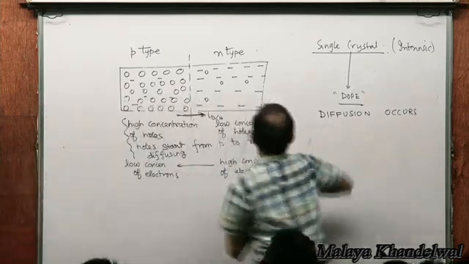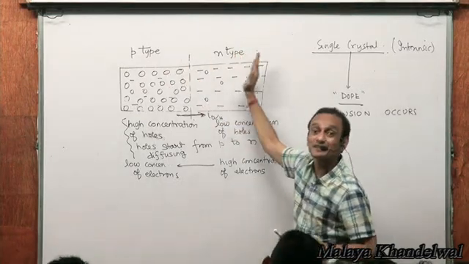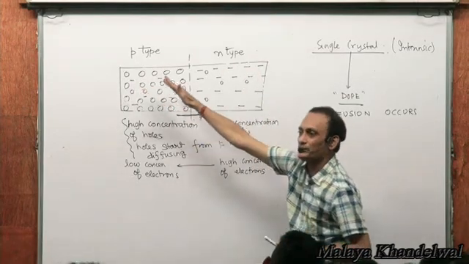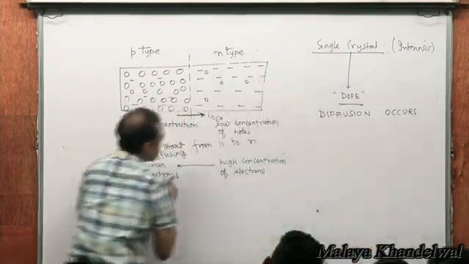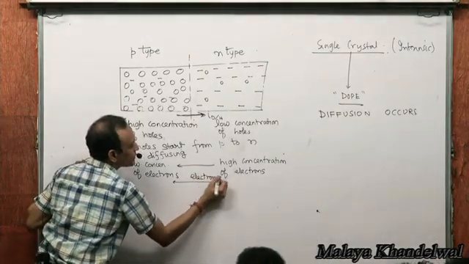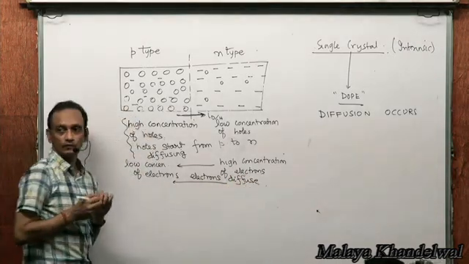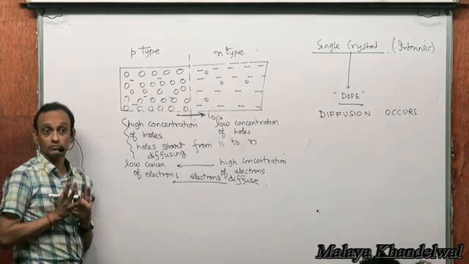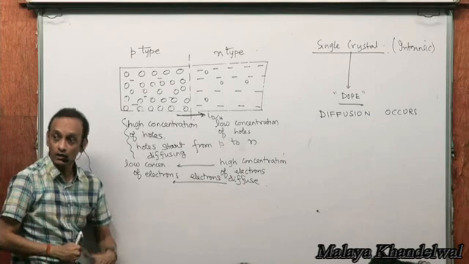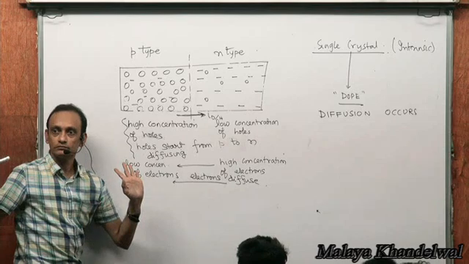So there is a difference in concentration levels of electrons from here to here. That means electrons will diffuse from n-type to p-type, from right to left. Yes or no? Only because of difference in concentration level. Don't think that the holes and electrons are getting attracted. No, they are diffusing because of difference in concentration only. Right?